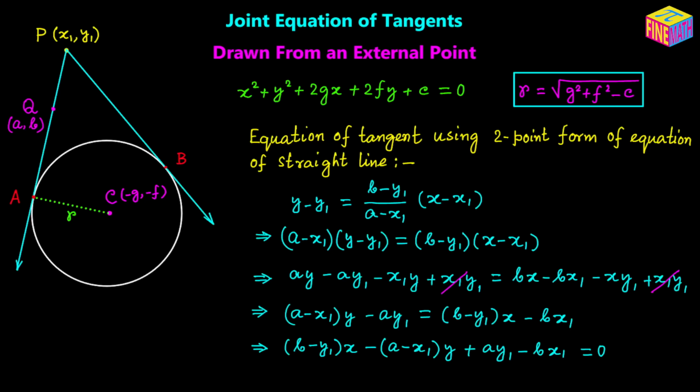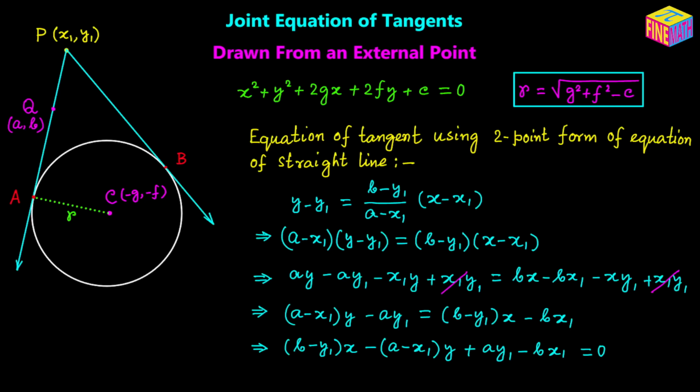And as you can see, this is looking like the equation of a straight line. It is like ax plus by plus c equals 0. Here we have an x term, also we have a y term, and we have a constant term. Actually, there are two constant terms here, but we can combine them into a single constant term, right?